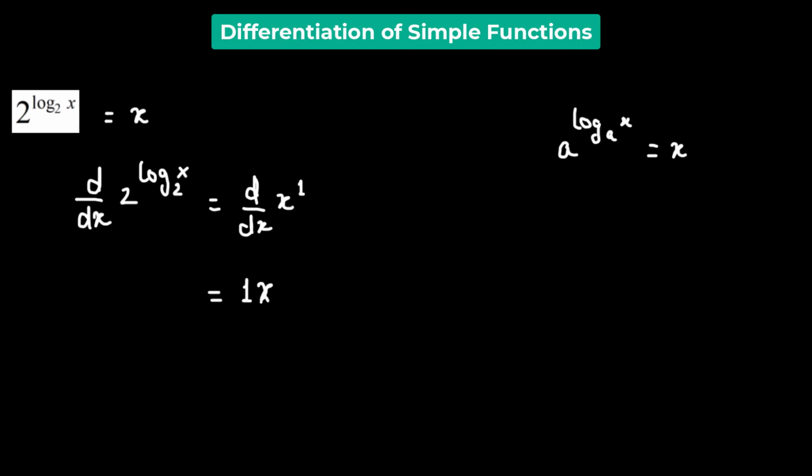So we have 1 times x raised to the power of 1 minus 1. So we have 1 times x raised to the power of 0. Any number raised to the power of 0 is always equal to 1. So that means we are getting the value of 1. Let us do another problem.